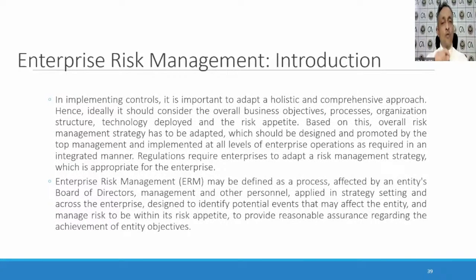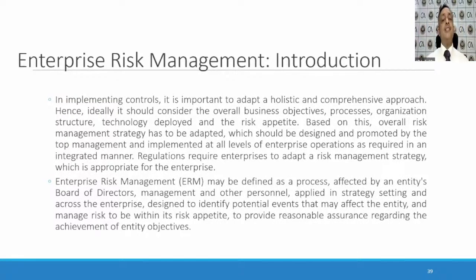Based on this, an overall risk management strategy has to be adopted, which should be designed and promoted by top management, implemented at all levels of the enterprise. This is again a very important word: whatever you do, holistic approach, you implement controls, everyone has to be educated how to use those controls. I'll share more examples on this. Regulation requires the enterprise to adopt a risk management strategy which is appropriate for the enterprise. So whichever enterprise you are working in, the risk management strategy has to be appropriate for that enterprise.